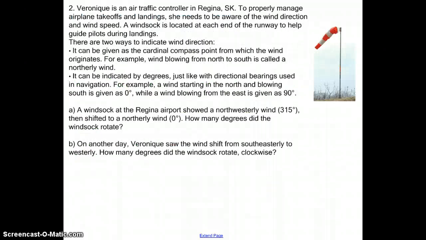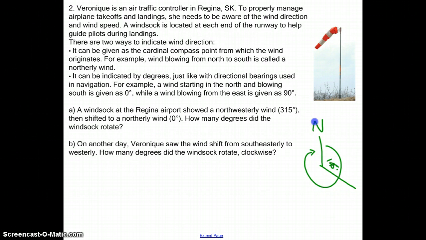Part 2 of this discuss the ideas, we have an air traffic controller. To manage airplane takeoff, she uses this wind stalk, which will tell which direction the wind is going. It can be indicated by degrees, just like true bearings. So remember true bearing, it always starts at north and then we go in a clockwise direction to tell how many degrees. So something like this might be 145 degrees.